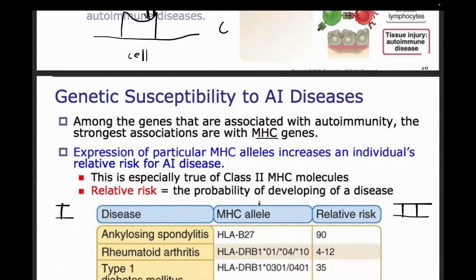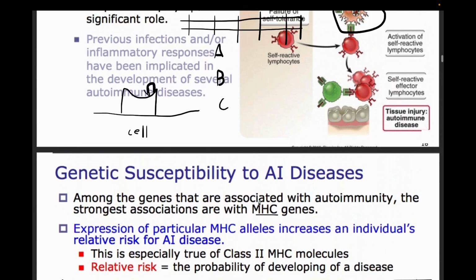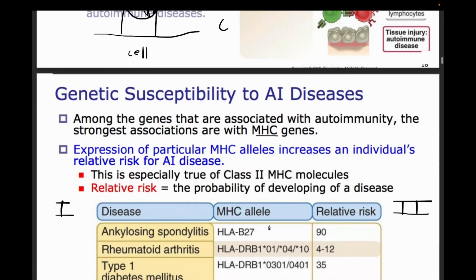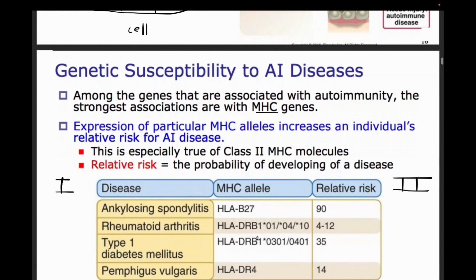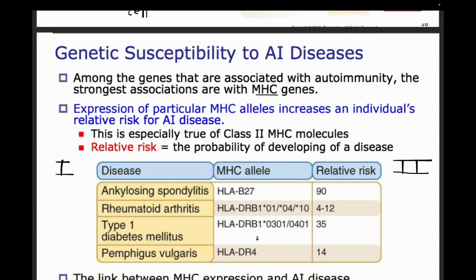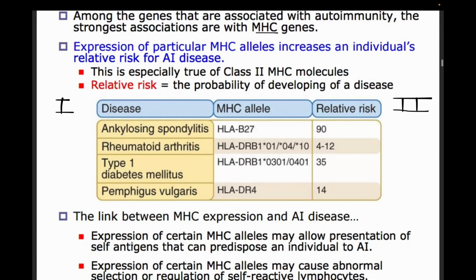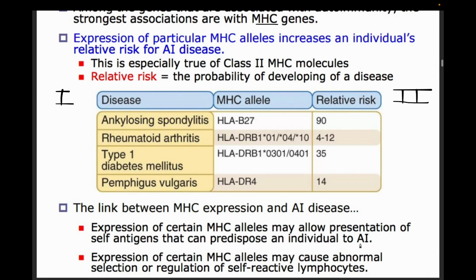هسه for some reason a mutation can happen to this HLA-B27 allele. If there is a mutation in this allele within the HLA-B gene, راح يصير عندنا defective protein that presents the antigen. And this defective protein، مكتوب هنا انه expression of a certain MHC allele may allow presentation of self-antigen that can predispose an individual to autoimmunity, which can cause abnormal selection and regulation of self-reactive lymphocyte.